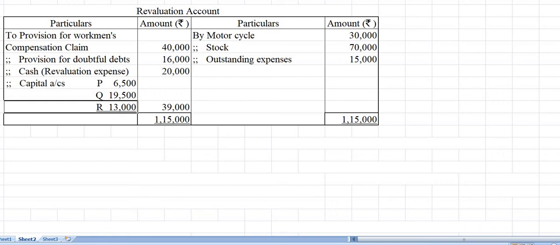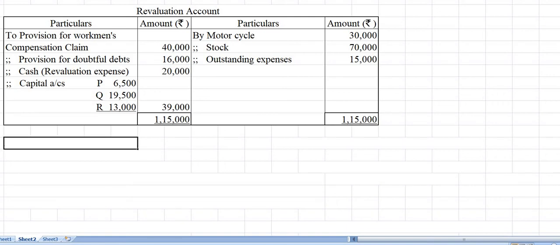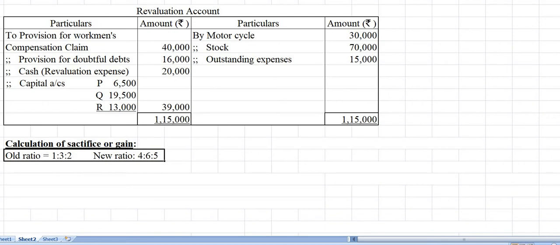Next, one adjustment we have left regarding goodwill. In order to adjust that, we have to find out the gaining and sacrificing ratio. That's what we are going to calculate now. Calculation of sacrifice or gain of the partners. For that we have to write first the old ratio and new ratio. Old ratio 1:3:2, new ratio 4:6:5.